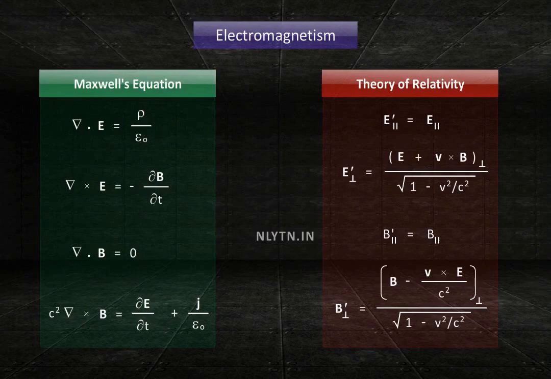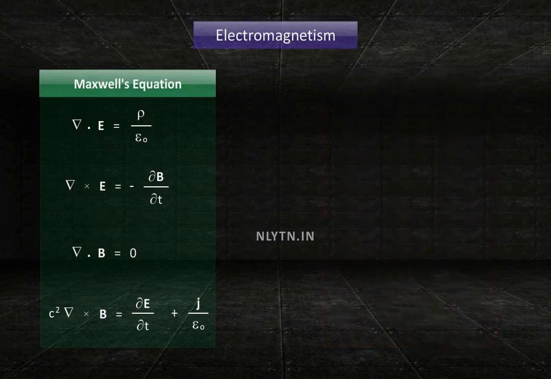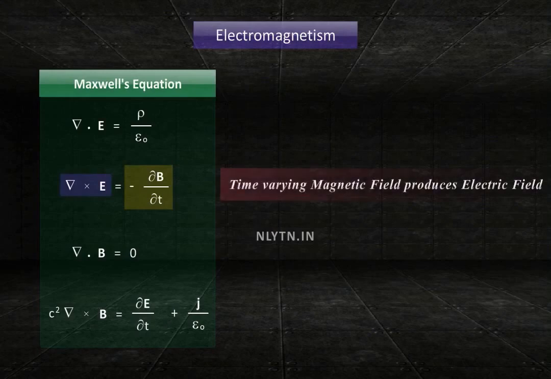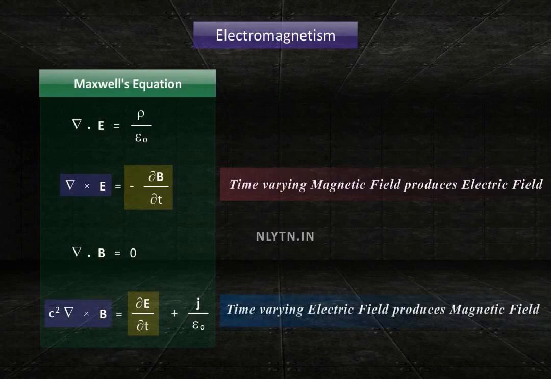However, even without going into the details of Maxwell's equations, we can see that a time variable magnetic field produces electric field. And a time variable electric field produces magnetic field. We will discuss more on this in the next chapter. However, for now we can just say that electric and magnetic fields are entangled with each other, and one changing field produces the other.